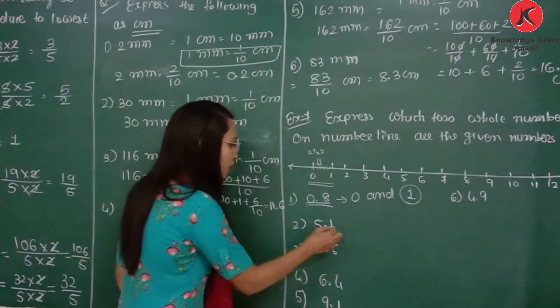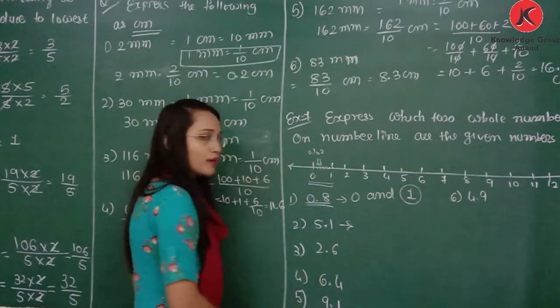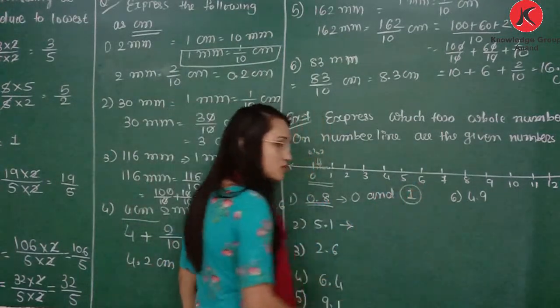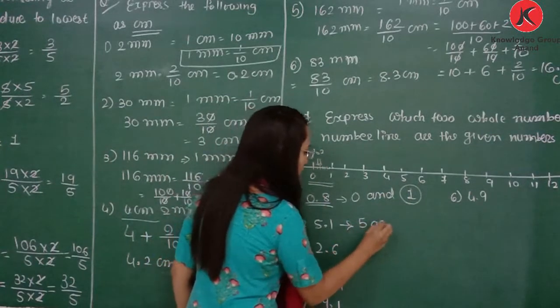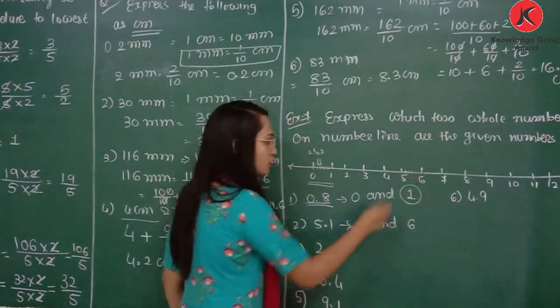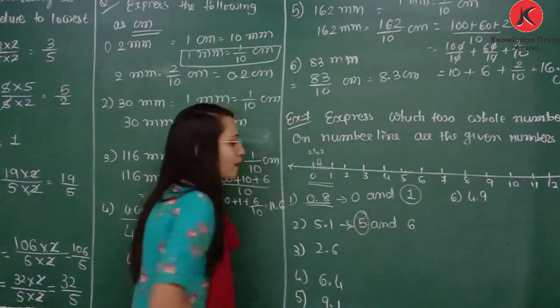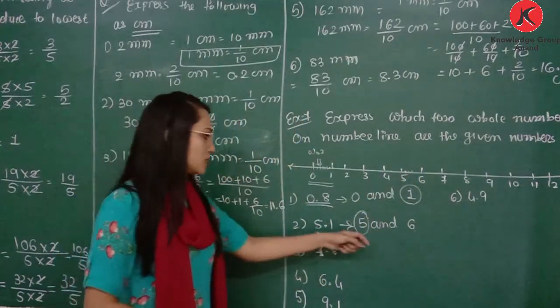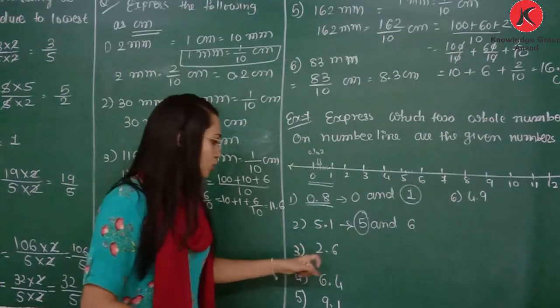Now next one, 5.1. 5.1 will be here between 5 and 6. So it is between 5 and 6. Now which one is nearer? So 5.1 will be here. So 5 will be nearer. So I make a circle on 5 to represent the nearer number.